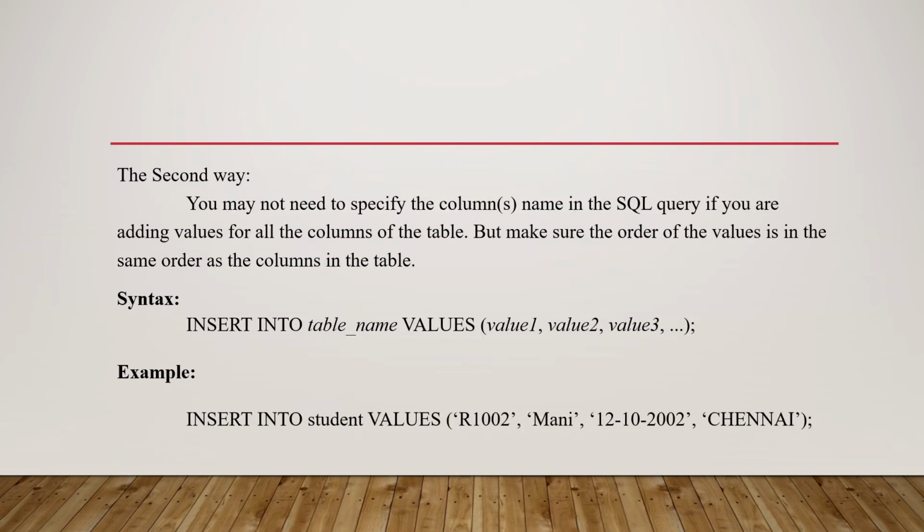The second way is you may not need to specify the column names in the SQL query if you are adding values for all the columns of the table, but make sure the order of the values is in the same order as the columns in the table. Syntax: insert into table name values, open brace, value 1, comma value 2, comma value 3 up to the existing columns in the table, close brace, ends with semicolon.